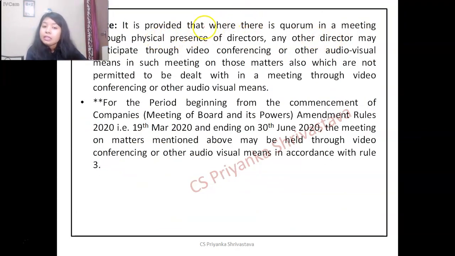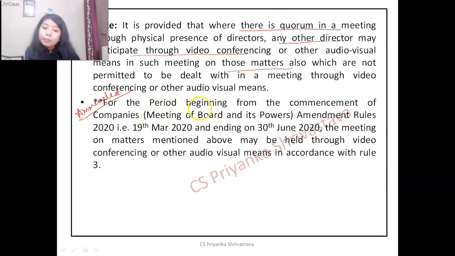So it says it is provided that where there is quorum in a meeting physically, then through the physical presence of directors, any other director may participate through video conferencing or audiovisual means in such a meeting on those matters also, on those 4 matters which we have discussed, which are not otherwise permitted to be dealt with in the meeting through video conferencing or audiovisual means.